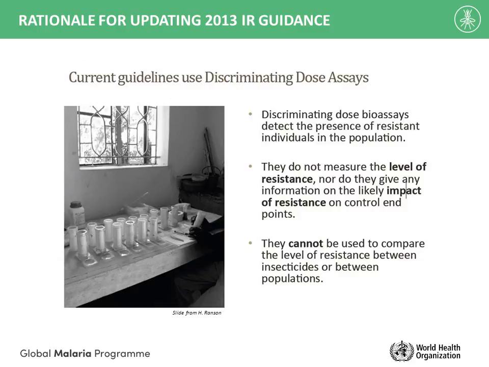The current procedure to evaluate the presence of insecticide resistance in a given population of vectors is based on the exposure of mosquitoes to discriminating insecticide concentrations. However, this procedure does not measure the level of resistance, and does not give any information on the likely impact of resistance in the field. It also cannot be used to compare the levels of resistance between insecticides or between populations. These were some of the reasons for the need to update the 2013 test procedures.